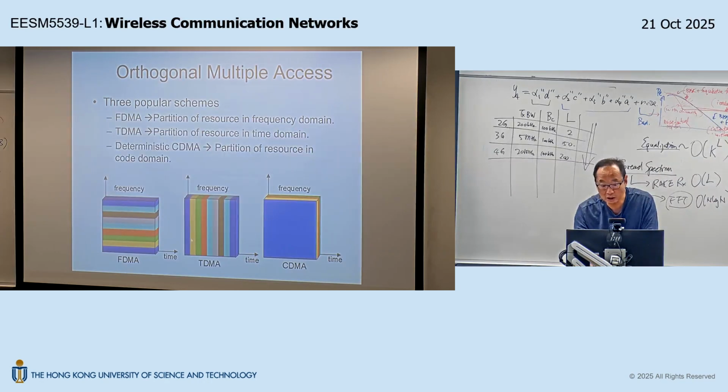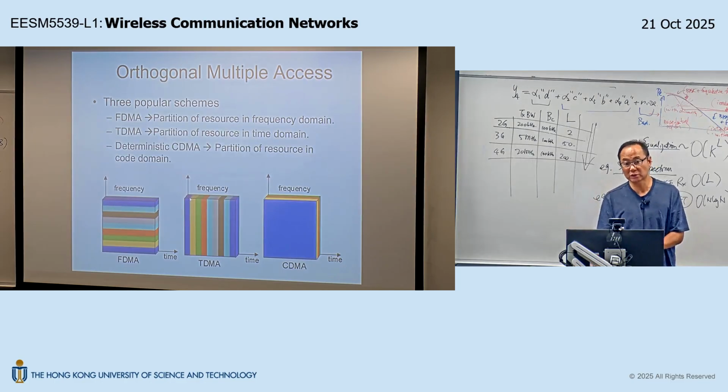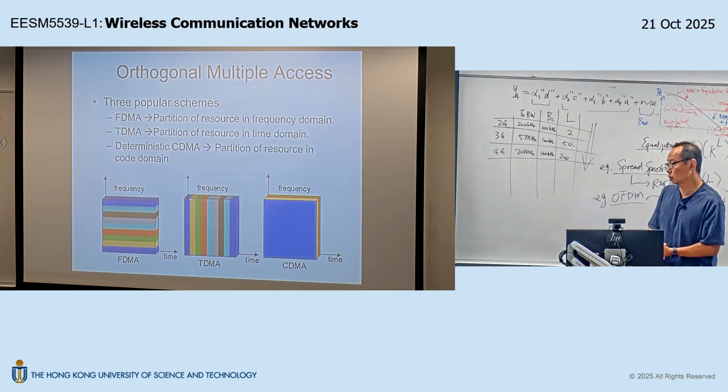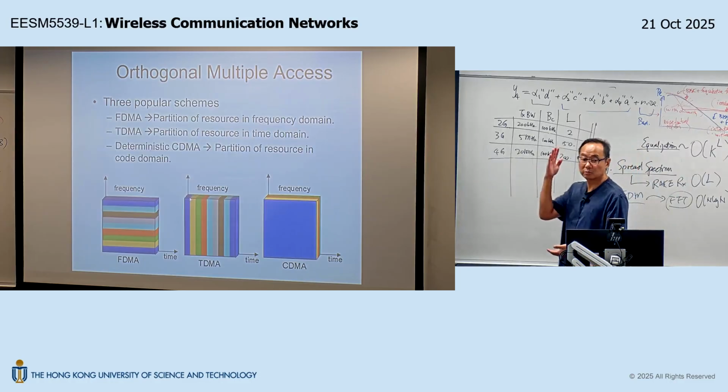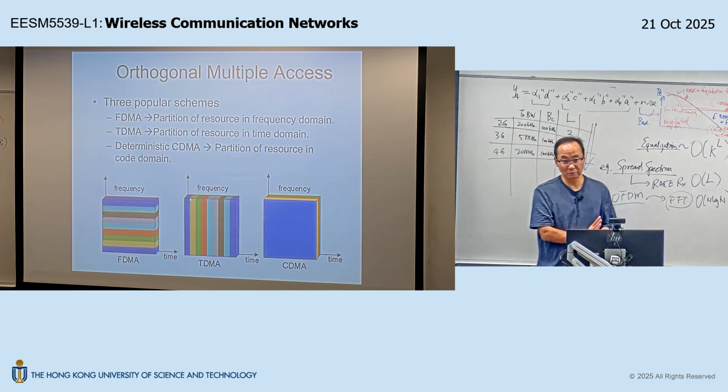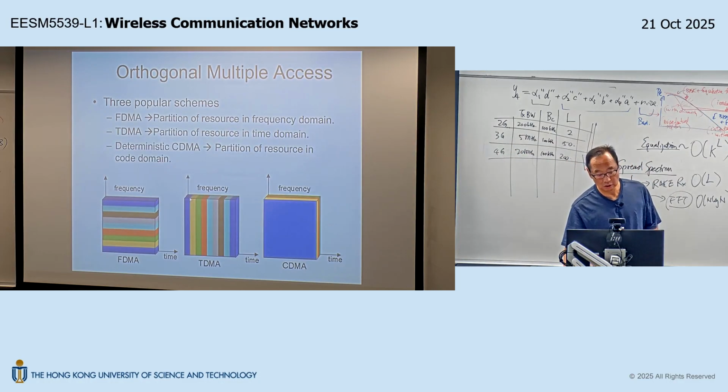Okay? So FDMA and TDMA are just two complementary ways of partitioning the resource. One is partitioning the resource over frequency dimension. The other is partitioning the resource over time dimension. All right? Now, the other way called CDMA, code division multiple access.